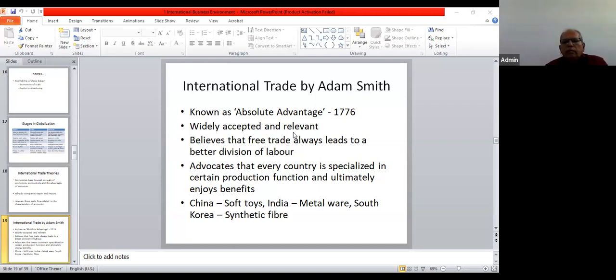Adam Smith highlights that the country should go for maximum production, and if that particular country has the ability, why not go for that absolute advantage? Take that absolute advantage.